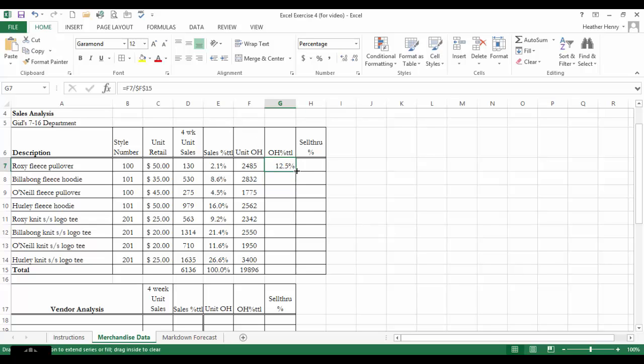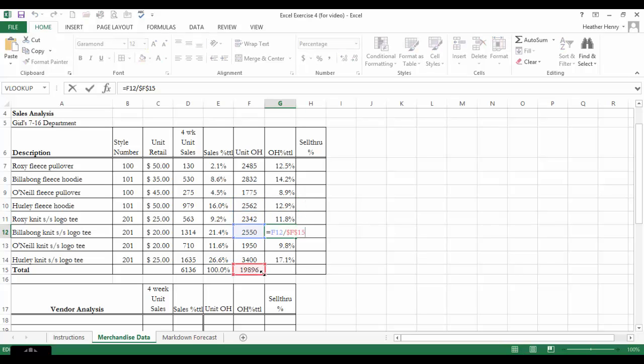So let's go to our fill formatting, select, drag all the way down, and release. Hit F2 to double check our data. So we can see the Billabong Fleece hoodie is taking the cell F8, the 2,832 units on hand, and dividing it by our 19,896 units on hand. Same thing for the O'Neill Fleece pullover, as well as the Hurley Fleece hoodie, and so forth.